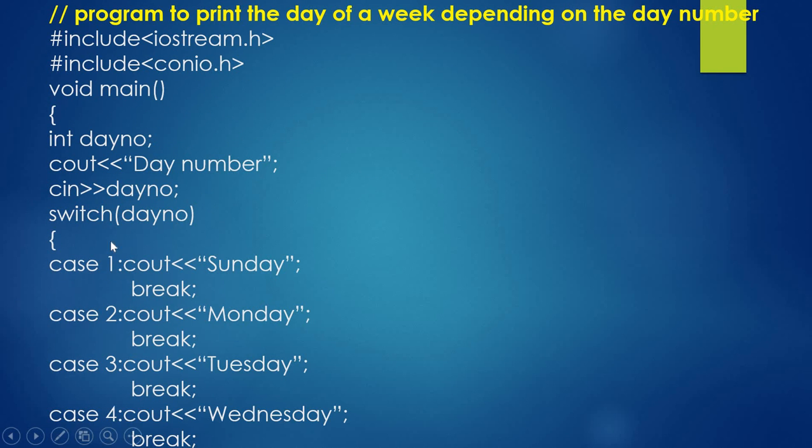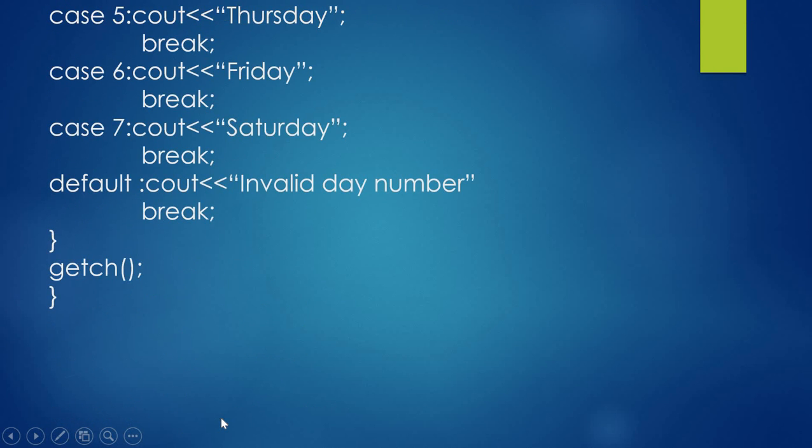Same like that, if the day number is equal to 2, print Monday. Day number is equal to 2, cout Monday, then break. Break is used to exit from the switch statement. Here 3 means Tuesday, 4 means Wednesday, 6 Friday, like that it will exit. Then default, cout invalid day number. If you are giving some other number, it will print the invalid day number.